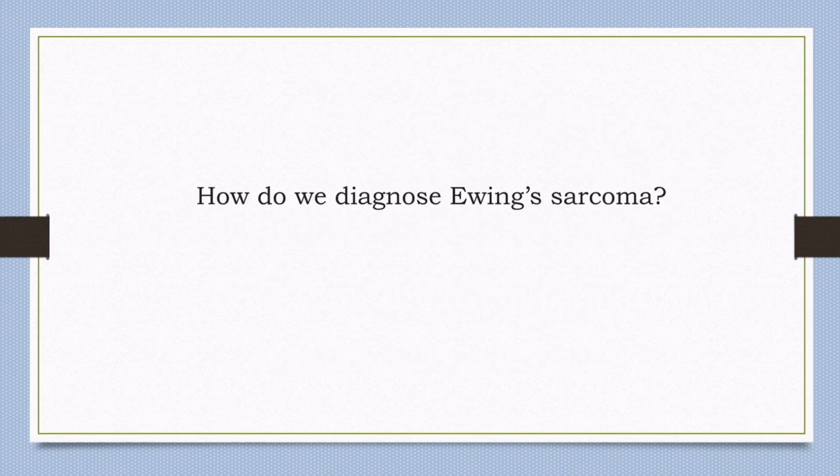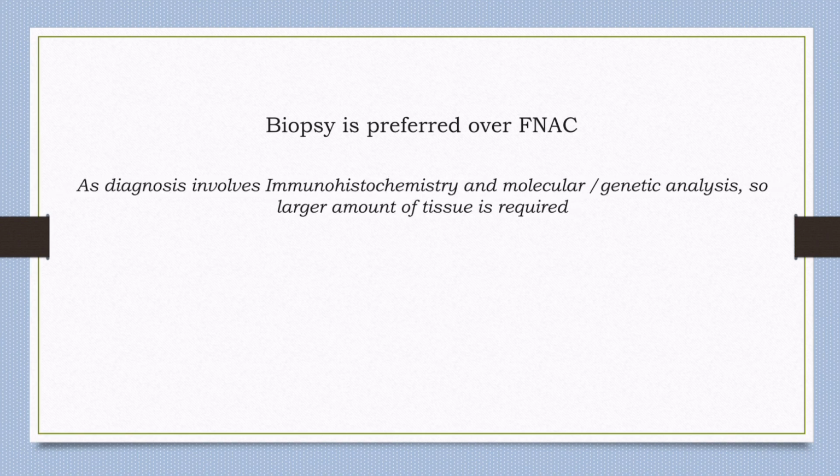How do we diagnose Ewing sarcoma? Biopsy is the main way to diagnose Ewing sarcoma. It is preferred over FNACs to evaluate histologic subtype and add suitable molecular genetic analyses, which in turn guide the decision-making for multimodality therapy. The workup of suspected sarcoma requires more material than can be obtained from a fine needle aspiration.